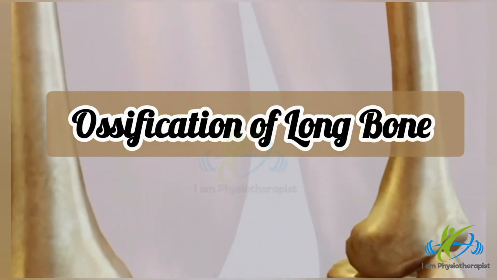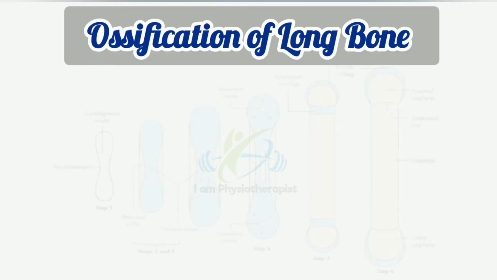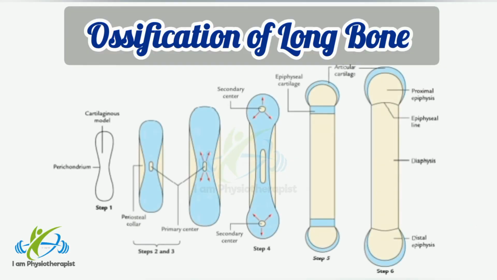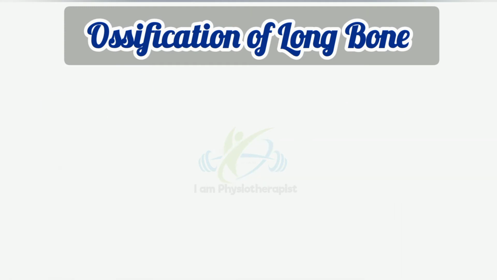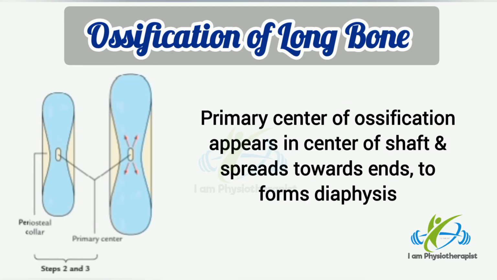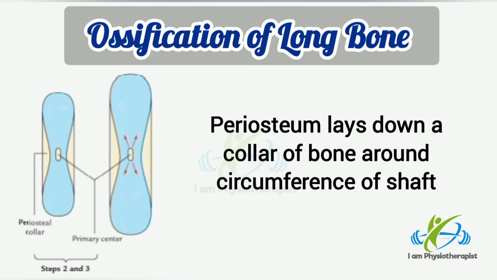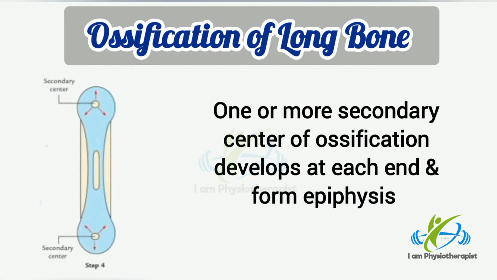Ossification of a long bone. Bone ossification occurs in following steps. First, the bone is laid down as a hyaline cartilaginous model, surrounded by perichondrium. A primary center of ossification then appears in the center of the shaft, and spreads towards the ends to form the diaphyses. At the same time, periosteum lays down a collar of bone, around the circumference of the shaft. Then one or more secondary center of ossification develops, at each end of cartilaginous model and form epiphysis.